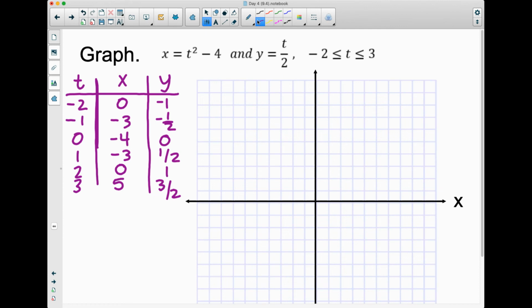So 0, -1, -3, -1/2, -4, 0, -3, 1/2, 0, 1, and 1, 2, 3, 4, 5. So then I just travel along here and I show which way I went.